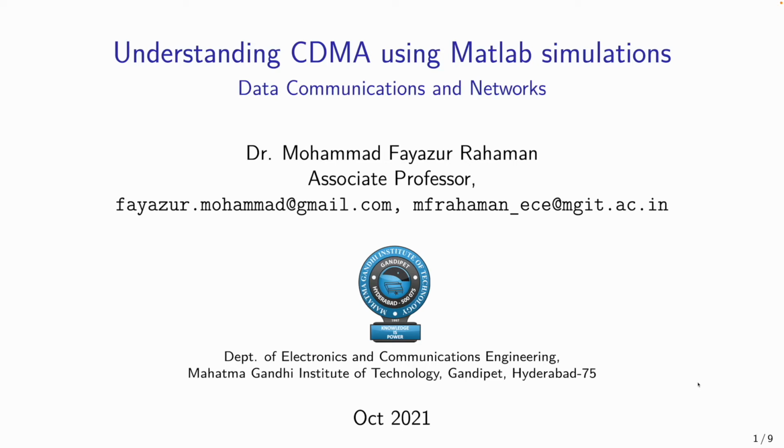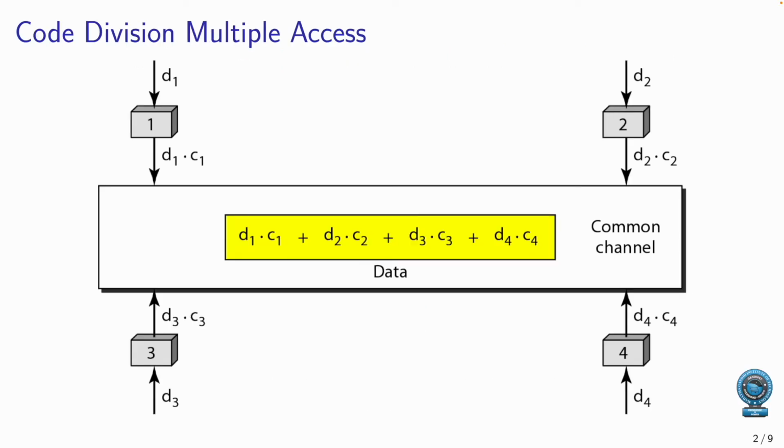In this video, let's understand CDMA using MATLAB simulations. This is a familiar depiction of a multi-point link. This is a common channel, and CDMA, code division multiple access, is a technique which allows this channel to be simultaneously used by multiple stations: station 1, station 2, station 3 and station 4 in this example.